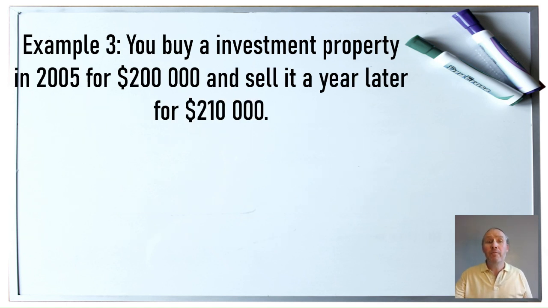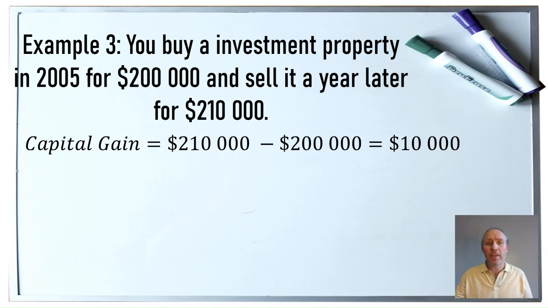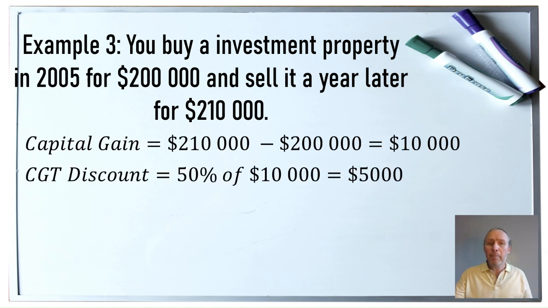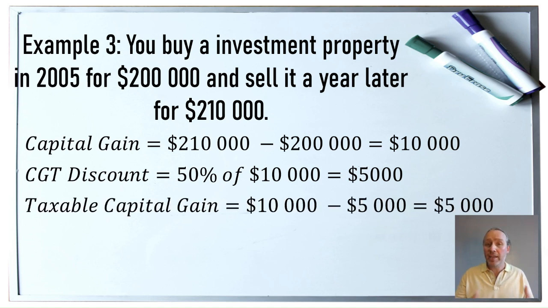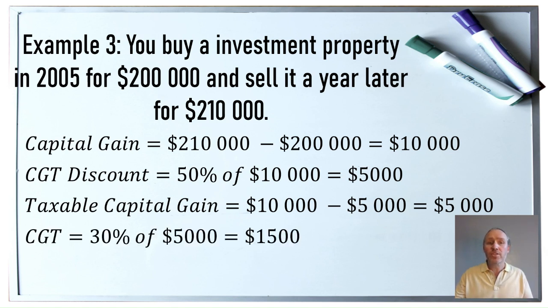This time we're going to buy an investment property in 2005 for $200,000 and then sell it a year later for $210,000. So the capital gain here is $10,000. The capital gains discount is going to be 50% of that $10,000, so in other words, $5,000. Your taxable gain is $5,000. So 30% of that $5,000 is $1,500.